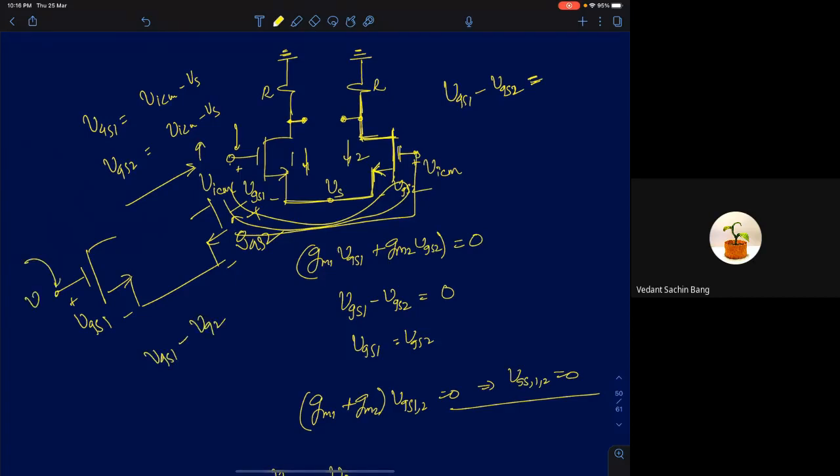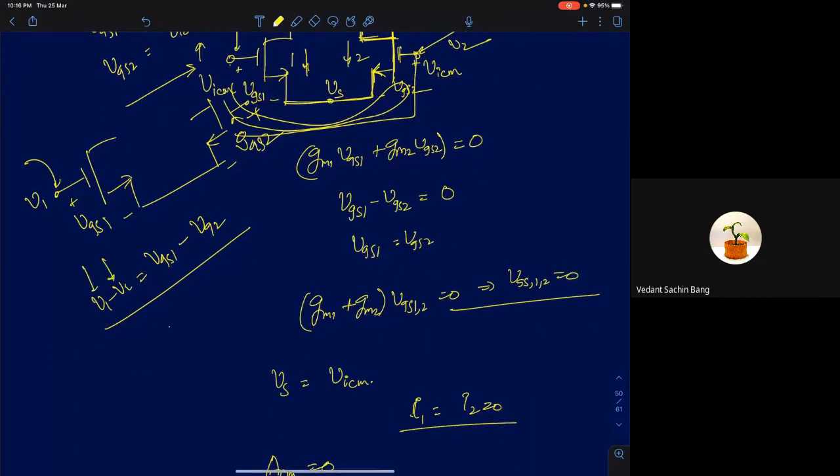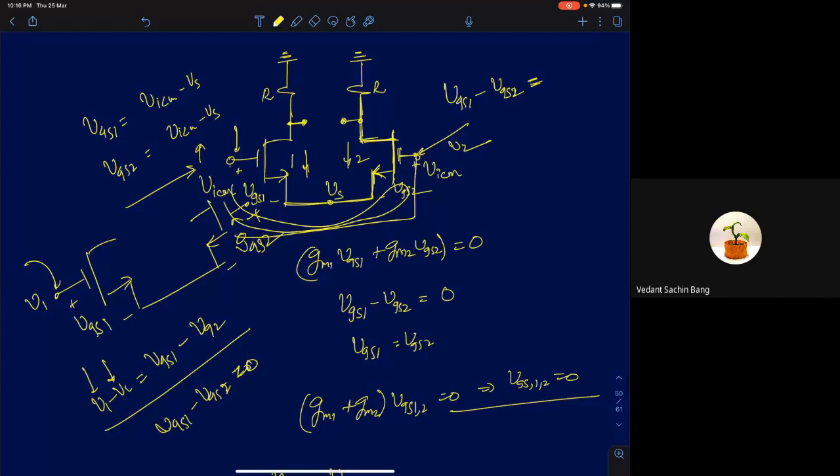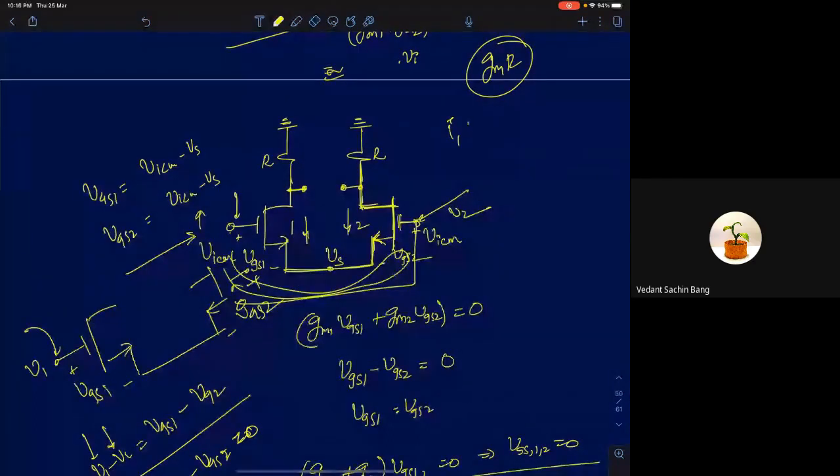Let V1 be the voltage here, V2 be the voltage at this point. So V1 minus V2 is the voltage difference, that is equal to VGS1 minus VGS2. But since both V1 and V2 are same, you get VGS1 minus VGS2 equals 0. So VGS1 is exactly equal to VGS2. Now I'll directly use this condition. The condition is that I1 plus I2 should be equal to 0. If I1 plus I2 is equal to 0, you will end up getting a current condition which is GM1 plus GM2 into VICM minus VS should be equal to 0.